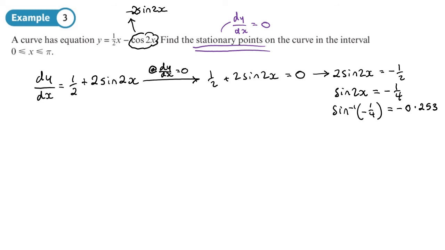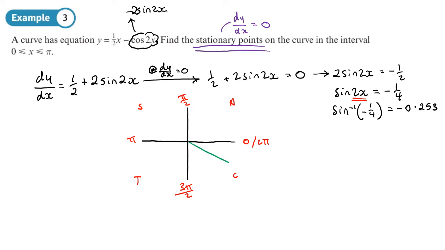Now let's use a CAST diagram to work out if there are any other solutions. And then once we've done that, we'll divide them all by 2. So we've got CAST, 0, and we're going to go around twice because we've got 2x. That means go around the CAST diagram twice. Pi over 2, pi, 3 pi over 2. So our principal solution is negative 0.253, which is going to be here.